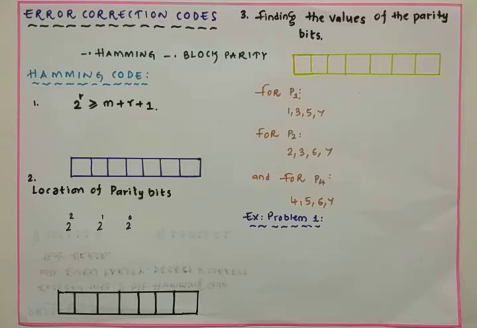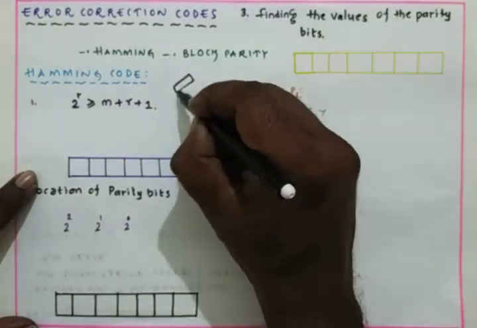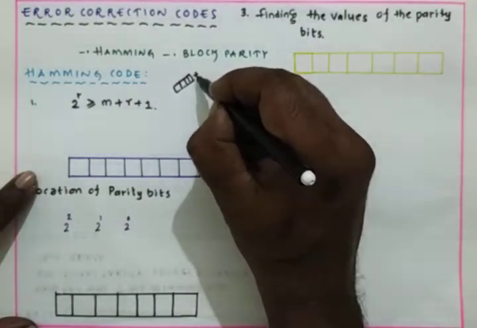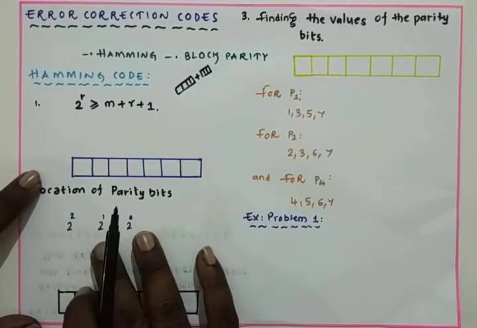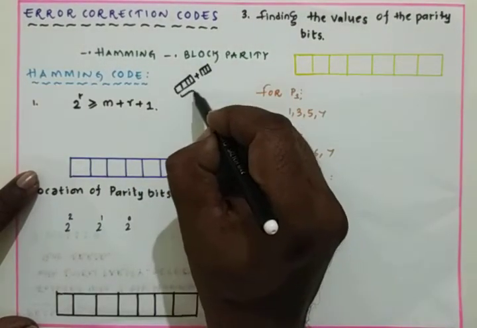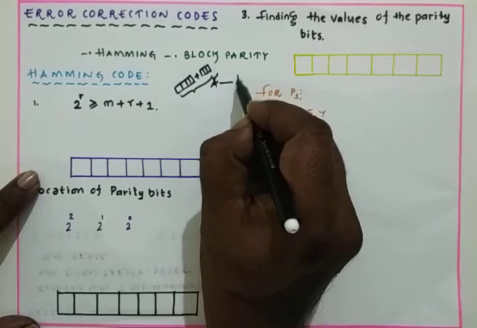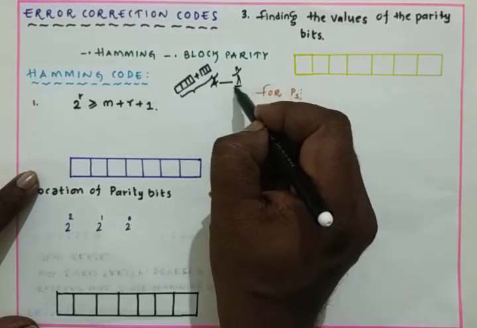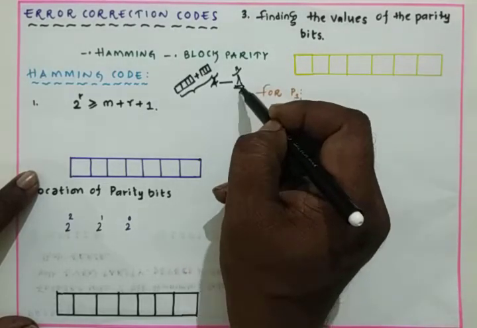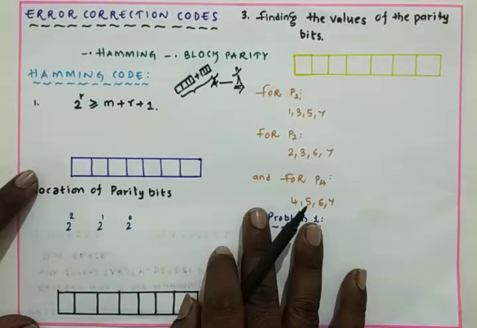In case of the Hamming code, we will be having some data, and along with the data we are going to transmit some parity bits. This will be transmitted from the transmitter to the receiver side, and at the receiver side we will check whether the signal received is correct or not by making use of the parity bits.